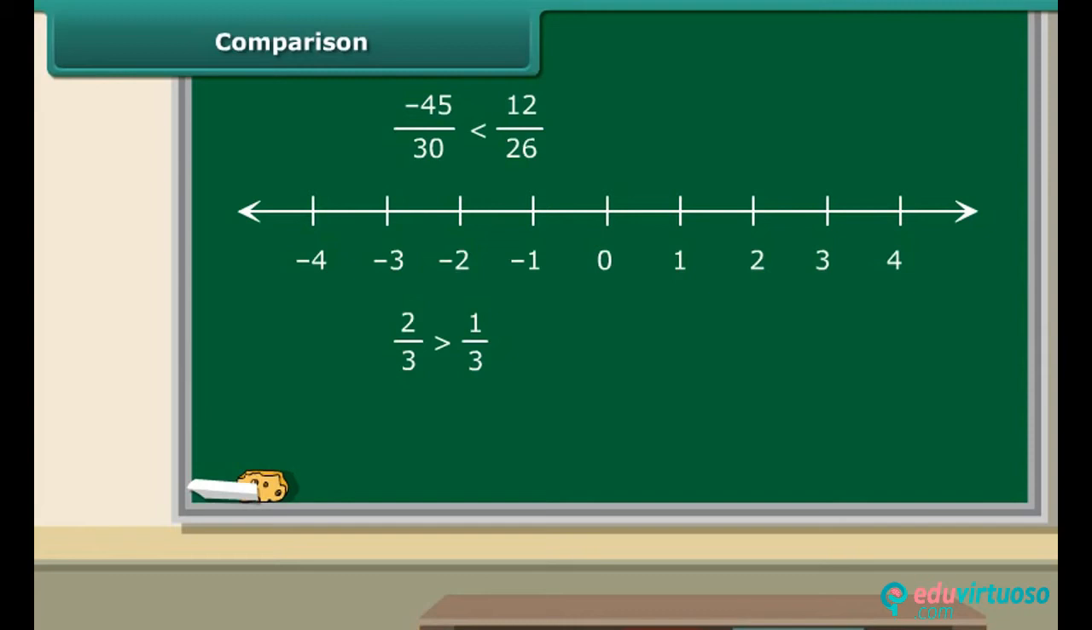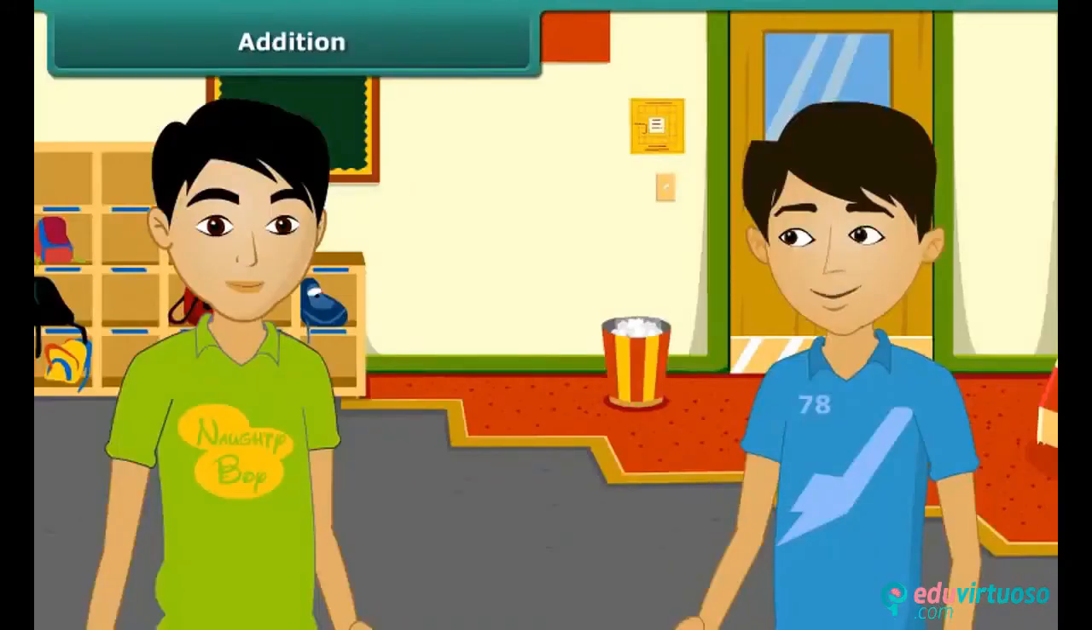Similarly, minus 1 by 3 is greater than minus 2 by 3 because minus 1 by 3 comes right to the minus 2 by 3. Can we add the rational numbers? Yes. If the denominators of the rational numbers are same, then we just add the numerators.